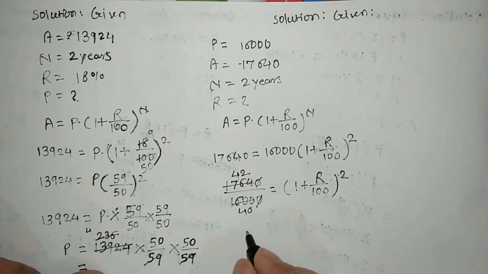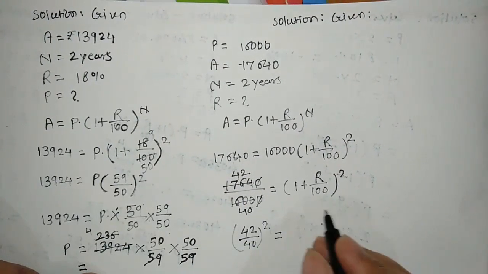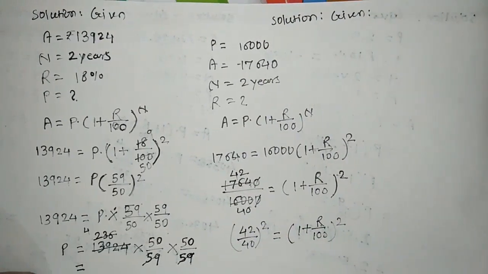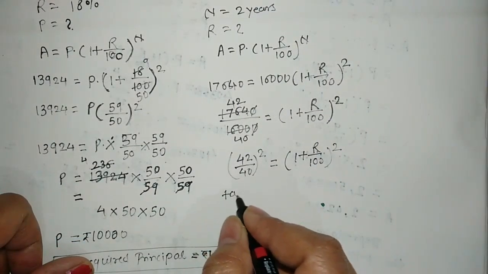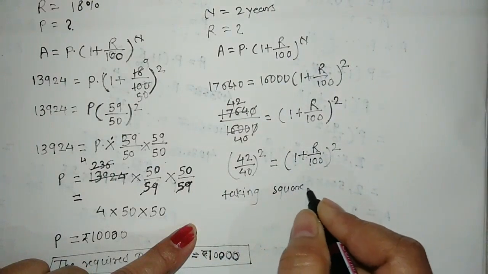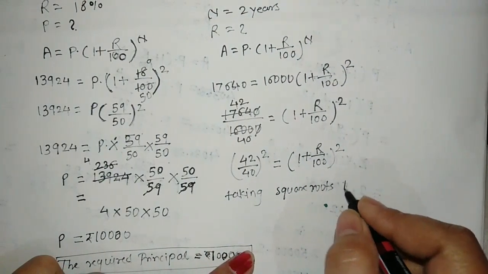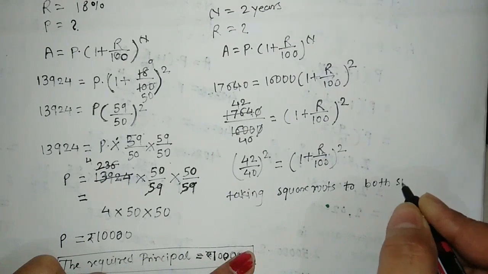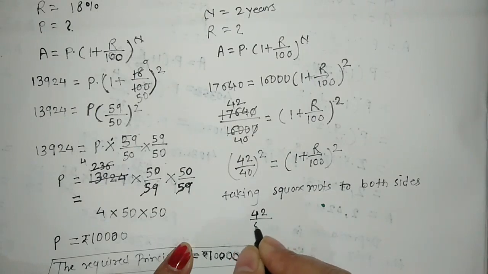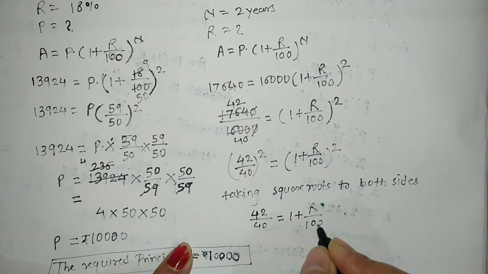So write down (42 upon 40) square is equal to (1 plus r upon 100) square. So taking the square root to both sides, it becomes 42 upon 40 is equal to 1 plus r upon 100.